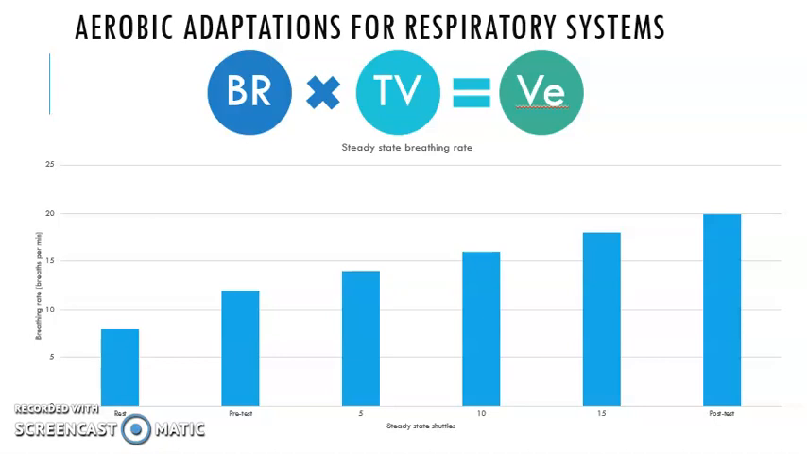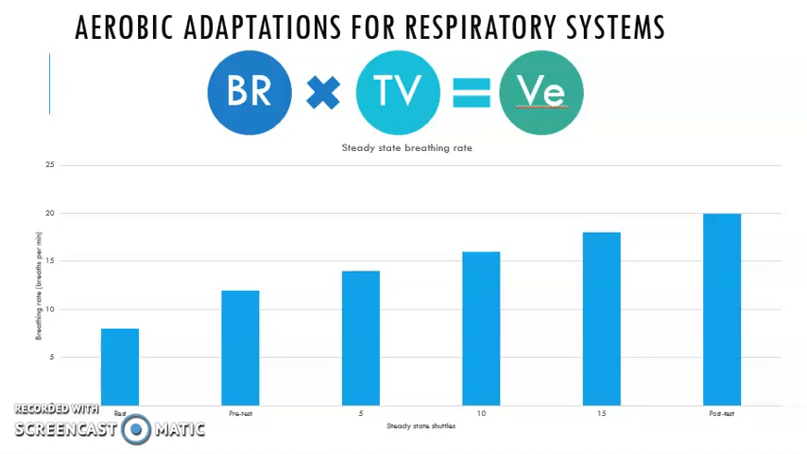Lastly, hypertrophy of the respiratory muscles, so of the diaphragm, of the intercostal muscles, and of the lungs themselves, makes them stronger, so therefore they require more oxygen per breath, meaning that their breathing becomes more economical as they don't have to work as hard to get as much oxygen.